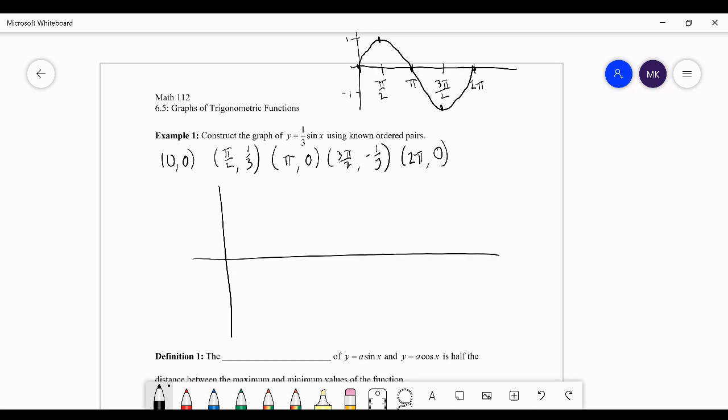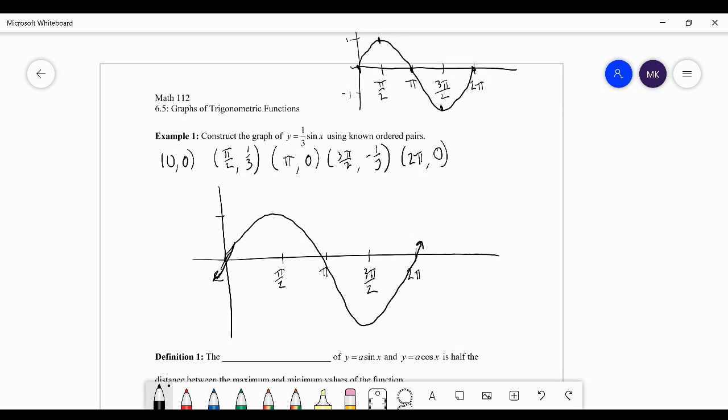And what's really kind of crazy in a good way is that this still looks almost the exact same. But what's the difference? The difference is that instead of coming up to 1, it's only making it up to 1/3, and instead of going down to -1, it's going down to -1/3. And so that is how that affects our function.